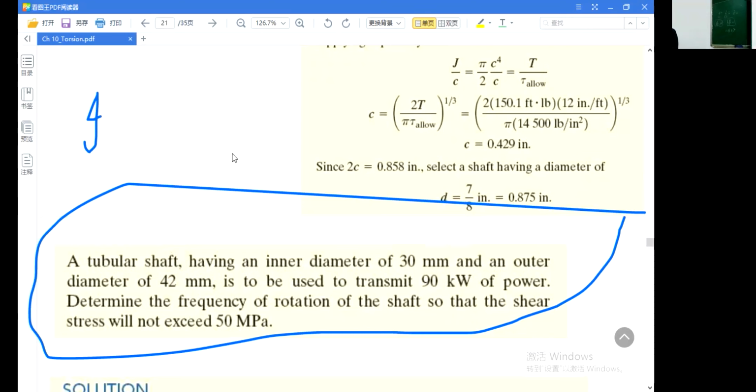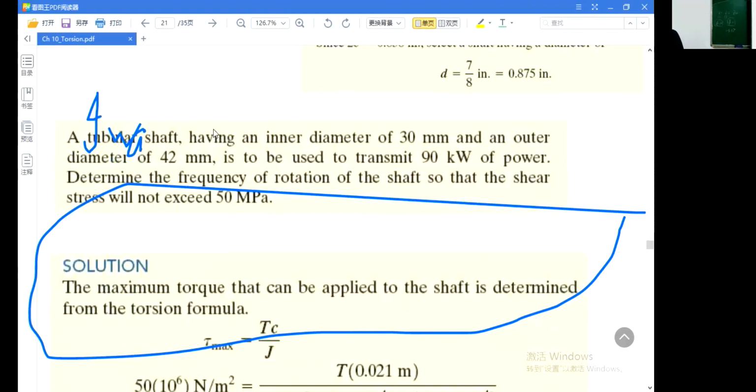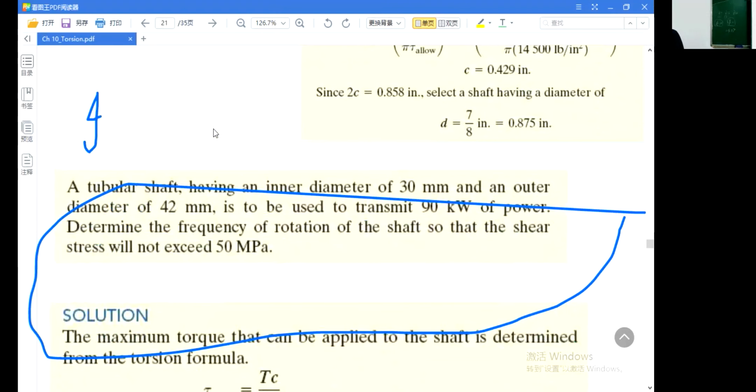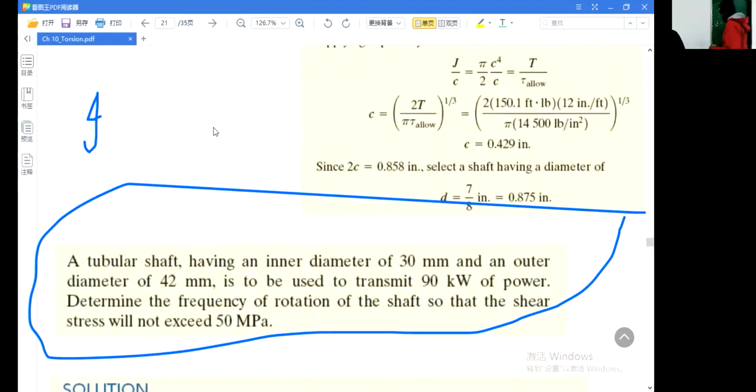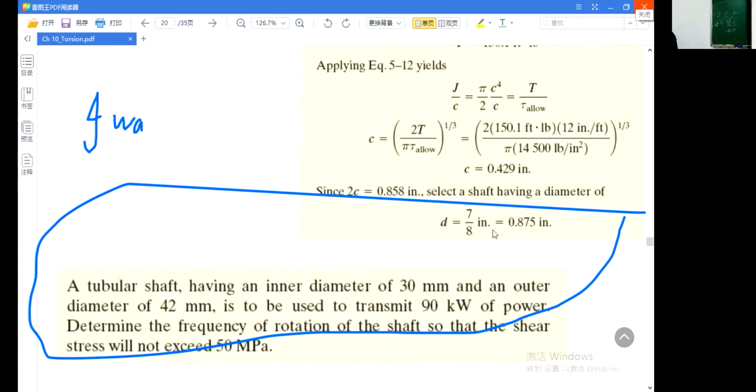Hey, stop working on the PPT. Why is it moving? I don't know. You want to know what? I want to know.